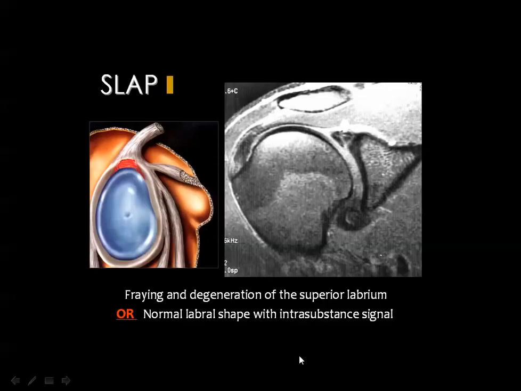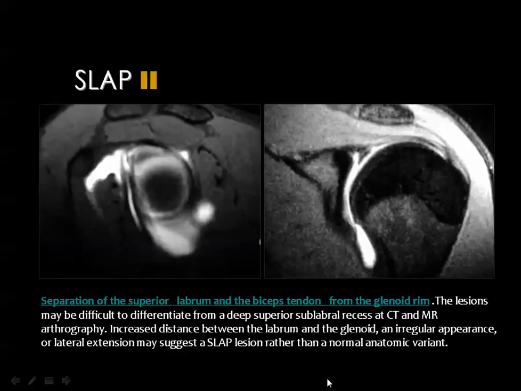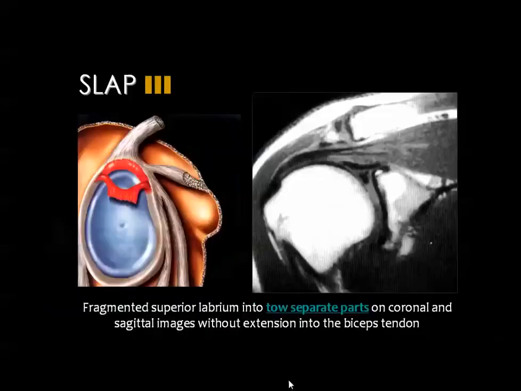Then abnormalities within the labrum itself, within the triangle of the labrum itself, will be considered as a slap type 1 injury. But if the base of the labrum has detached for a distance more than 2 to 3 millimeter, and this distance is occupied by fluid signal, then you consider a slap type 2. Then this is an example of a slap type 2, and you see there is fluid signal at the base of the labrum, which is separated by this distance from its attachment to the glenoid.